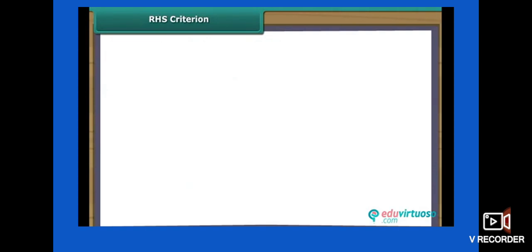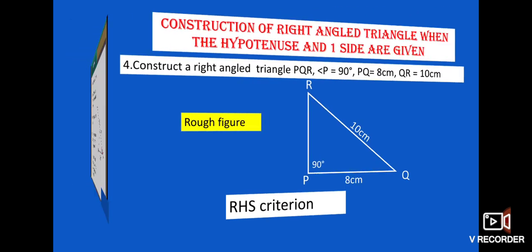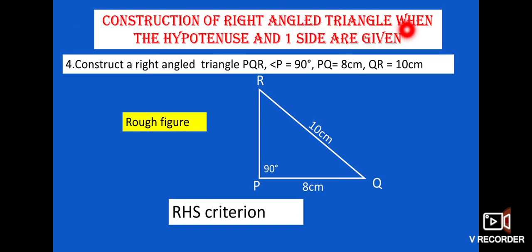Next, the last is the RHS criterion. Construction of a right angled triangle when the hypotenuse and one side are given. Fourth question. Construct a right angled triangle PQR. Angle P equal to 90 degree. PQ equal to 8 centimeter and QR equal to 10 centimeter. This is the rough figure. RHS criterion is only for right angle triangles. R means right angle, H is hypotenuse, S is one side. You construct this yourself. I will just explain how we construct it.